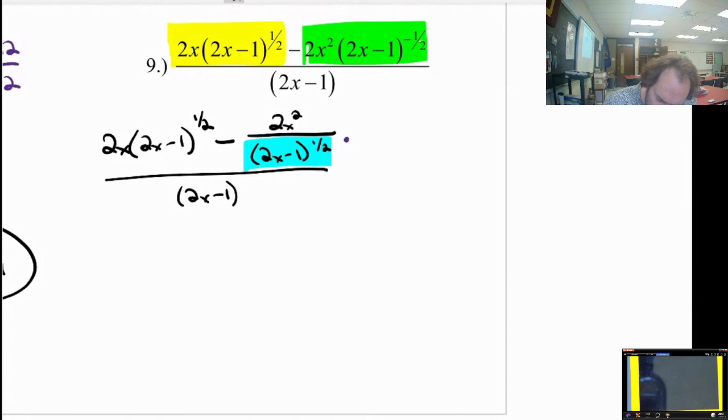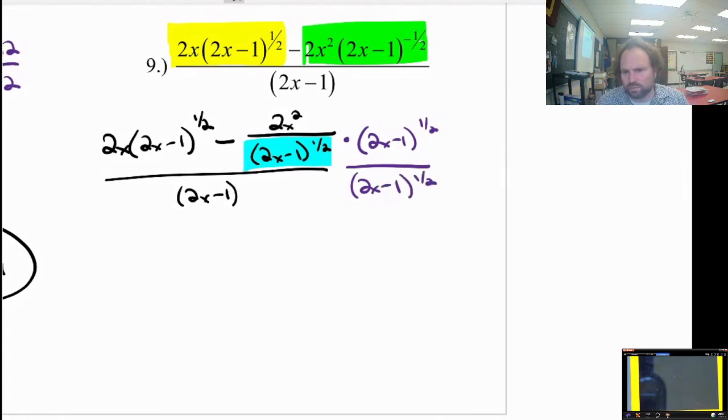We're going to multiply everything by 2x minus 1 to the 1/2 power over 2x minus 1 to the 1/2 power. We do that because we have to keep it algebraically the same. So we're multiplying by 1, but 1 has taken this bizarre form that we've got here. Now, as far as working through this, let's be careful.